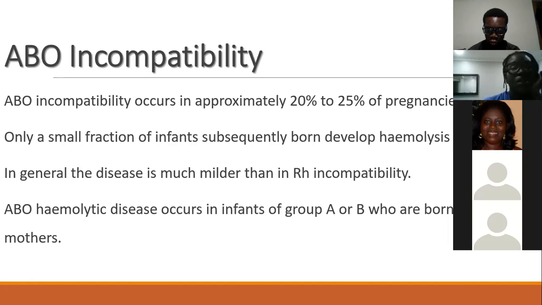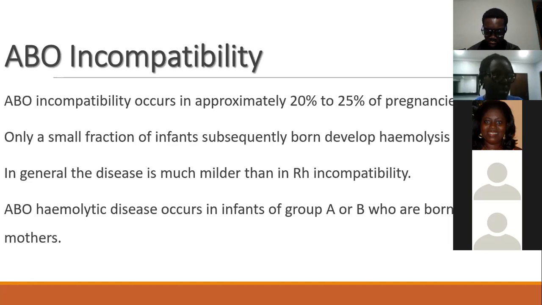Okay. So another incompatibility can occur with the red blood cells. ABO incompatibility means that the mother's blood group is also incompatible with the baby's blood group. But this is not rhesus. This is the A, B, and the O. So basically, blood group O has both antibodies A and B in the blood. Blood group A has antibody B. Blood group B has antibody A. And blood group AB has no antibodies in the blood.